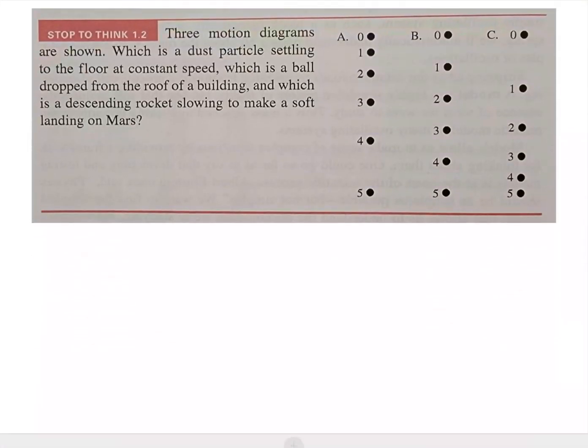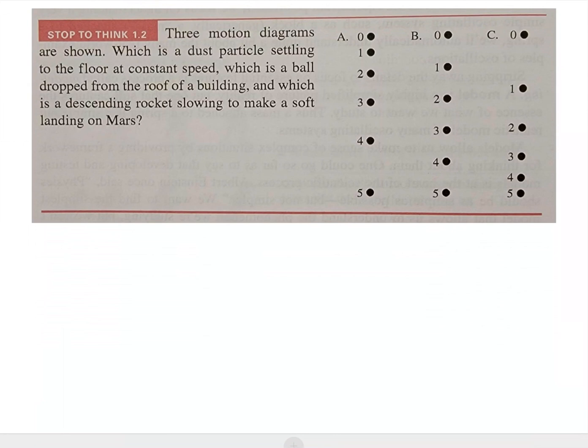All right, so we have this one. 3 motion diagrams are shown. Which is a dust particle settling to the floor at a constant speed? Which is a ball dropping from the roof of a building? And which is a descending rocket slowing to make a soft landing on Mars? I don't know. You just know them all?